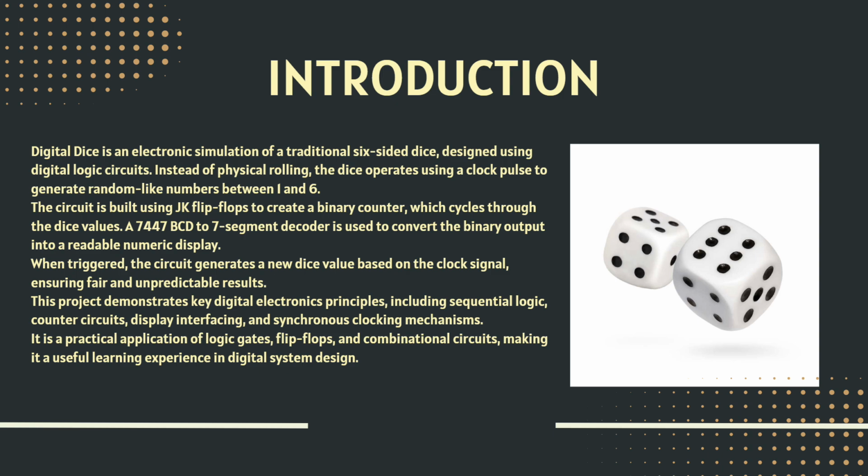The circuit is built using JK flip-flop to create a binary counter which cycle through the dice value. A 7447 BCD to 7-segment decoder is used to convert the binary output into a readable numeric number. When triggered, the circuit generates a new dice value based on the clock signal, ensuring fair and unpredictable result.